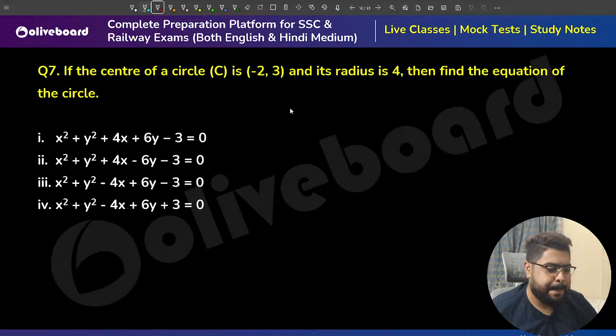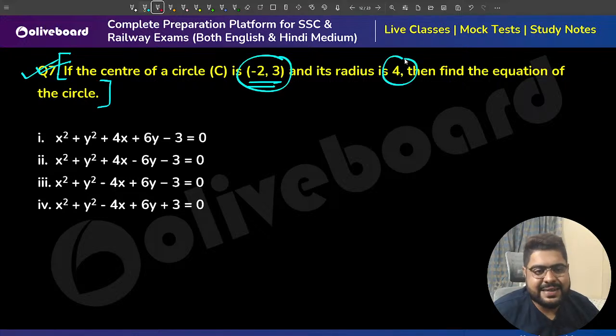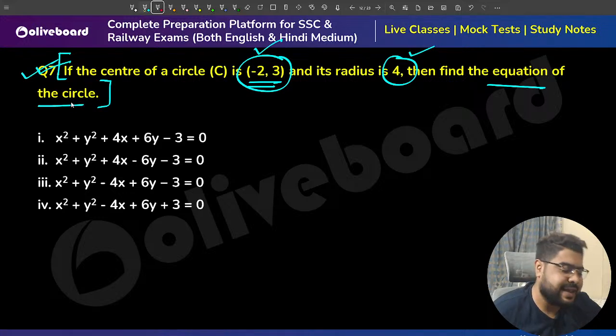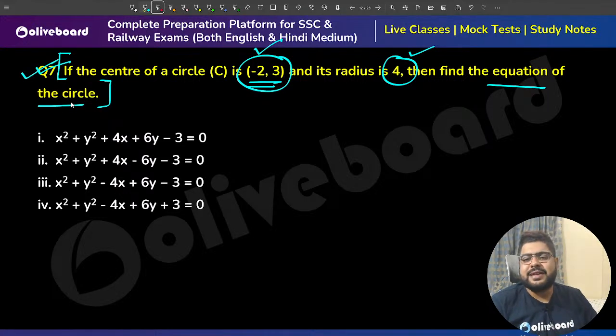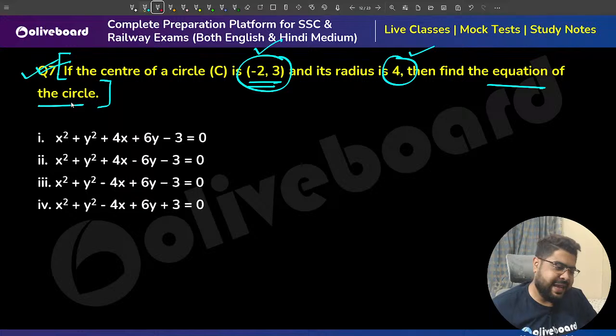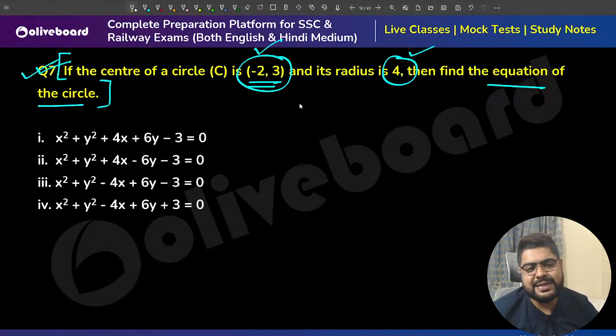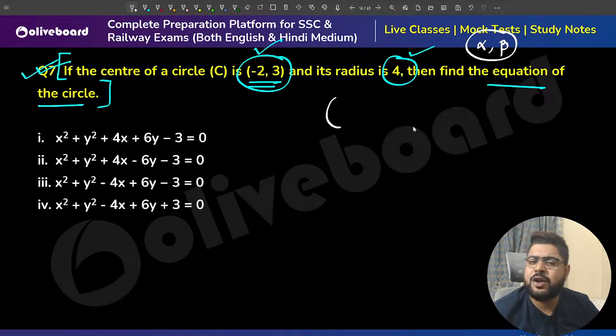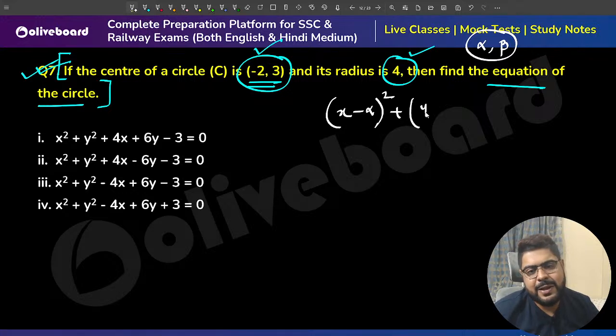Now, a coordinate geometry question. The center is given, the radius is given, and they are asking for the equation of the circle. If you know this: if alpha and beta is the center of a circle, then the equation of the circle is x minus alpha whole square plus y minus beta whole square, and if the radius of the circle is r, it equals r square.